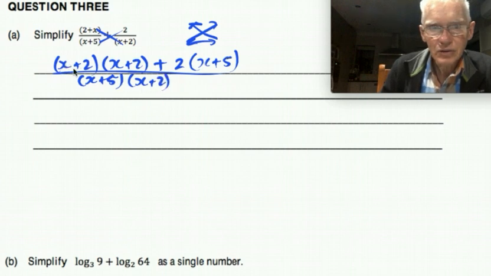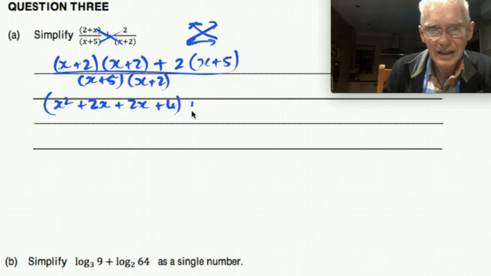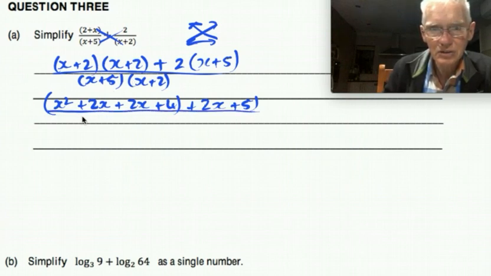Now I'm going to use FOIL to do the top line. x times x is x squared, plus 2x, plus x times 2 is 2x, plus another 2x, plus the 4. So that's the first one done. And then I add it to the second one multiplied, which is 2x plus 5. And the denominator, because there's nothing to add it to, I'm just going to leave it as x plus 5 and x plus 2. I'm not going to bother expanding it.